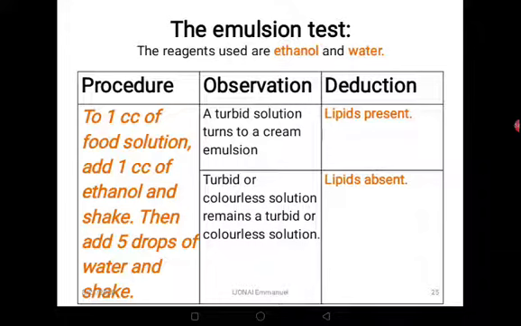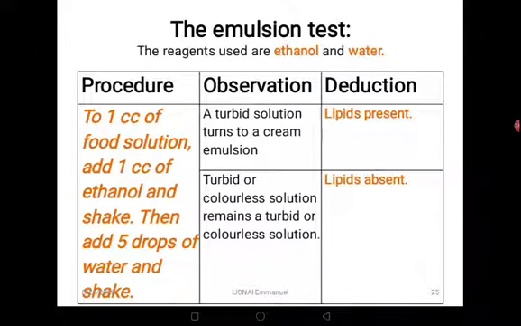Or if you are the one writing, you would say 1 centimeter cubed of a food solution was added, 1 centimeter cubed of ethanol and shaken, followed by 5 drops of water and shaken. Or you can add water then shake at once. No problem with that. But at least you shake with ethanol, because ethanol is a solvent for lipids. So the reason why you shake is to enable ethanol to dissolve the lipid.